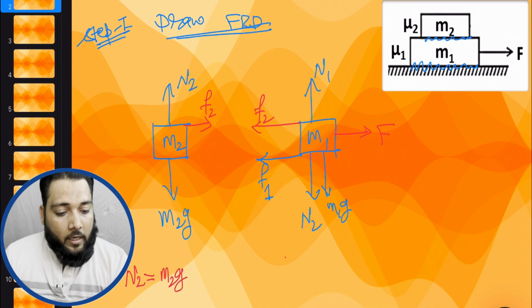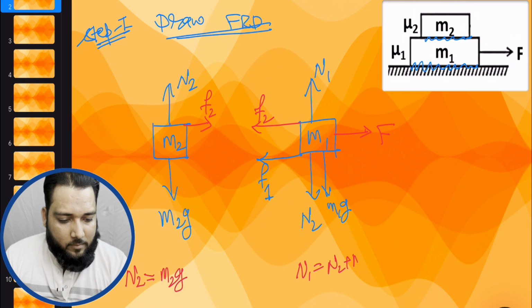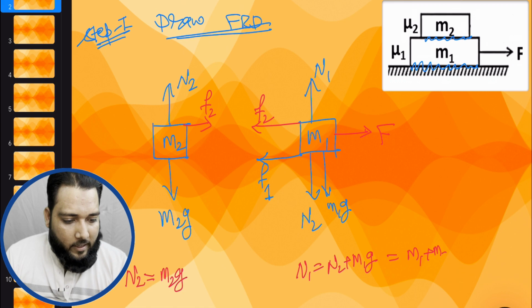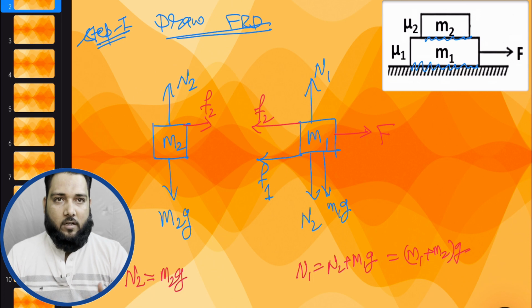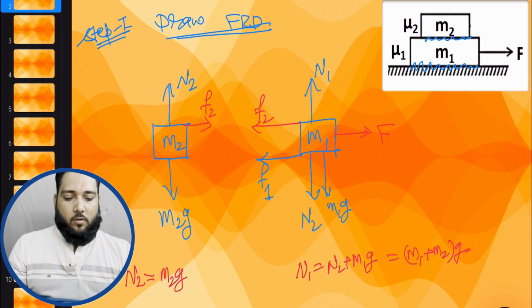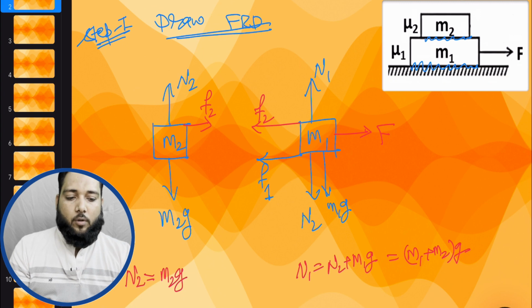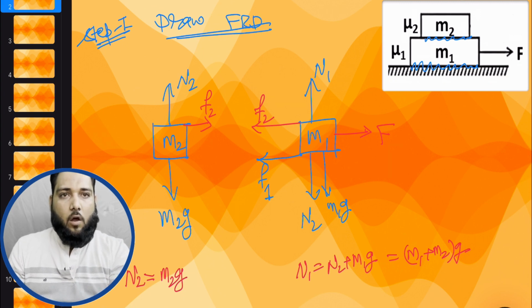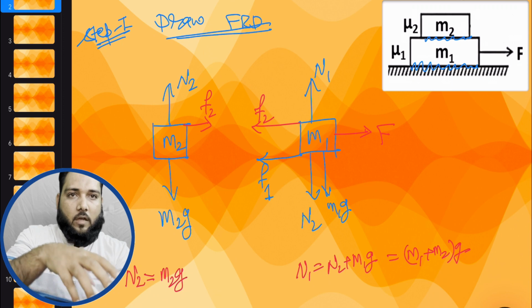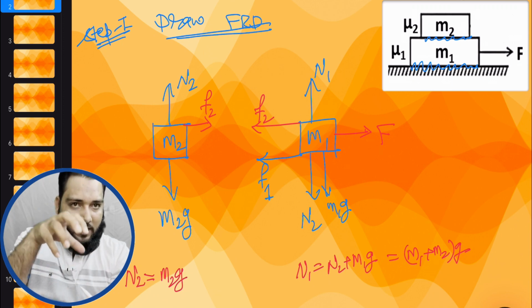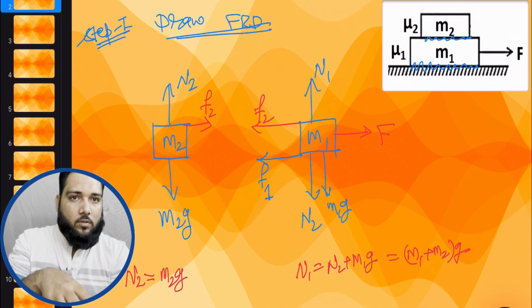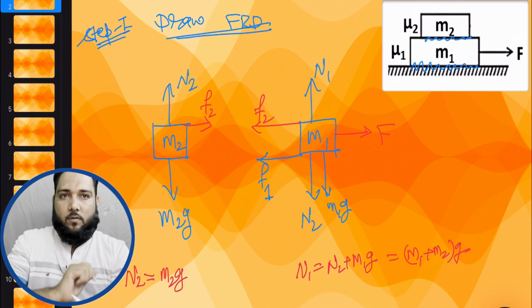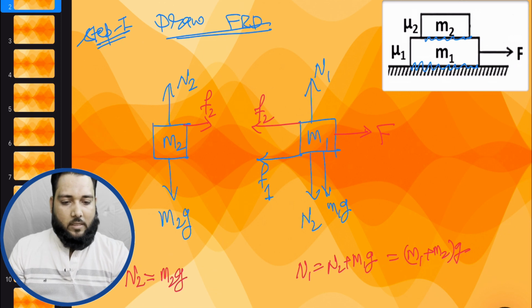I think no problem. For the second block M1, we can write N1 is equal to N2 plus M1G. And we know N2 is M2G. So we can directly write M1 plus M2 into G. That is the normal reaction. That value is used for the next step. Clearly, we can see the two blocks on the ground. If we assume M1 and M2 as a single block, both blocks exert contact force on the ground, and that value will be the total weight of the two, that is M1 plus M2 into G. Any confusion up to here?